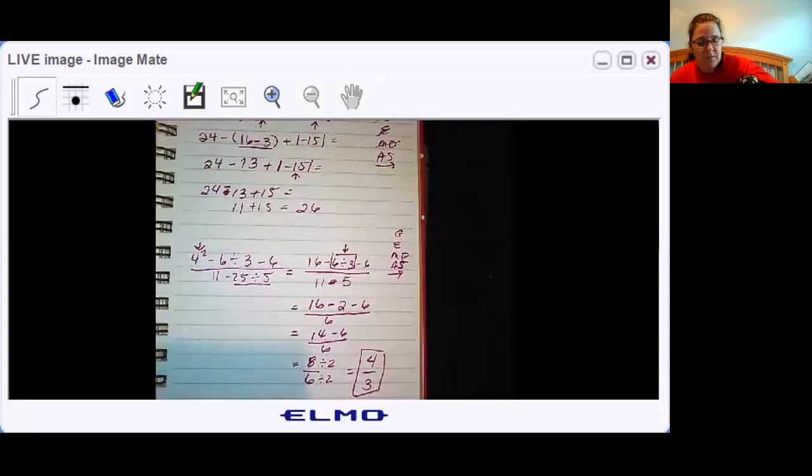Always remember, groupings first, then exponents. Multiplying and dividing works left to right. Adding and subtracting works left to right. So always take each piece at a time.